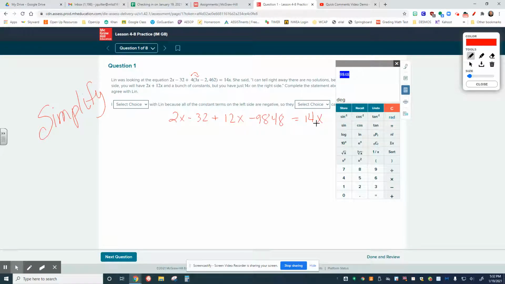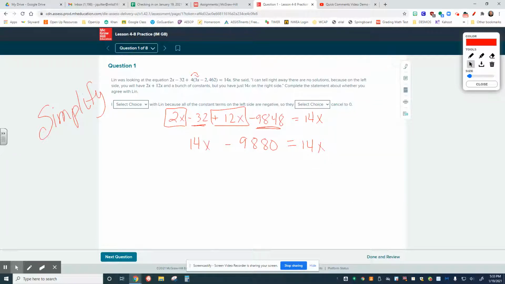Okay, awesome. Now I need to combine my like terms. I have the x right here and the x right here. Combining those together gives me 14 times x. And then the negative 32 with the negative 9,848. Let's go ahead and put those in there. Negative 32 minus 9,848 is equal to negative 9,880.